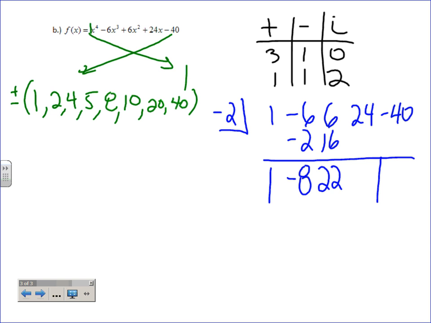22, right? And -44. It's kind of looking horrible, isn't it? -20. Oh, 40. Look at that. It worked. So we found one of them, -2.